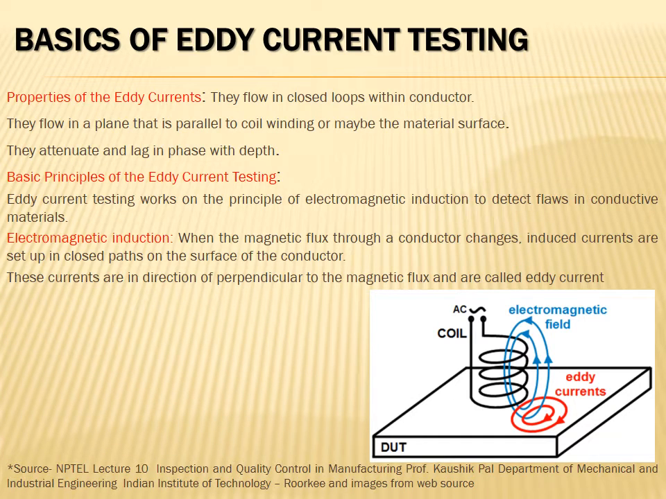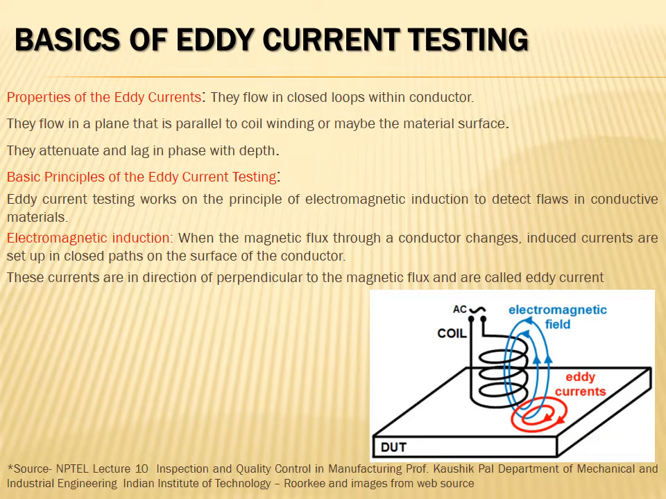Let us talk about the properties of eddy current. We correlate these properties with the image on that slide, which is taken from the BARC source. The properties of eddy current, as we see in that image: first, they flow in a closed loop within a conductor. The second is they flow in a plane that is parallel to the coil winding, or maybe the material surface. The third is that they attenuate and lag in phase. These are the basic properties of eddy current.